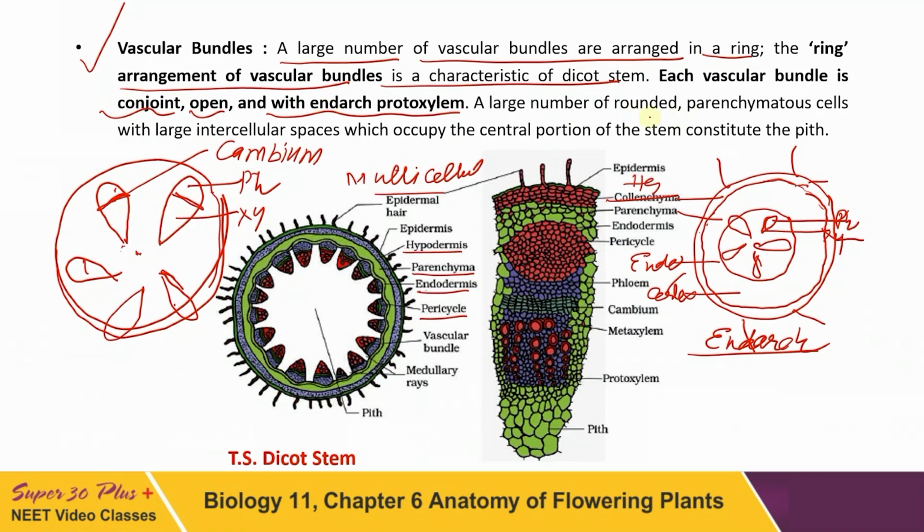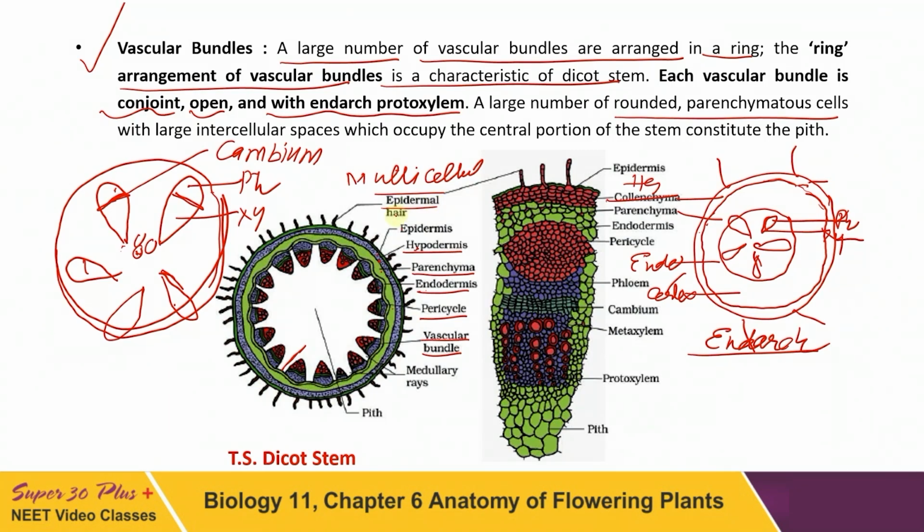A large number of rounded parenchymatous cells with intercellular space will occupy the central place. This one is the pith, this is the medullary ray, and this is the vascular bundle, that is conjoint. Then this is pericycle, this is endodermis, this one is parenchymatous cortex, this is collenchymatous hypodermis, this is epidermis, and this is the epidermal hair.